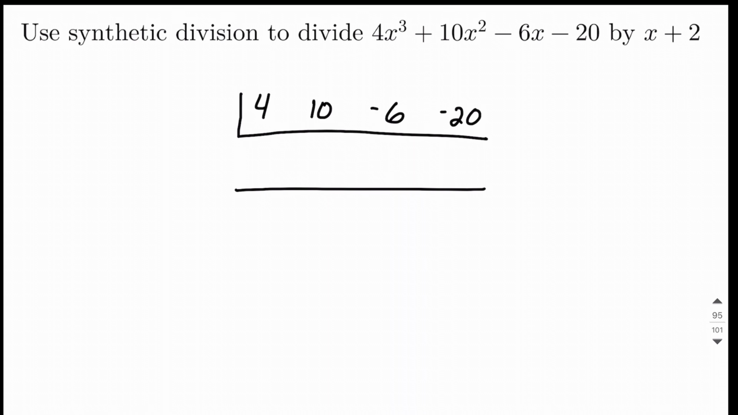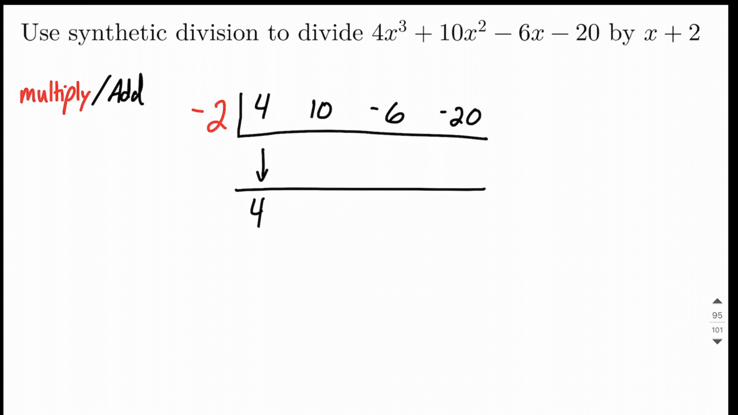Next, we want to think to ourselves, what value would we replace x with to make this equal 0? So negative 2 plus 2 is going to equal 0. So negative 2 is going to be our value that goes out in front here. For synthetic division to work, what we want to do is follow the process where we multiply and then add. So the first digit comes down, the 4 comes down, and we're going to multiply by that negative 2 out in front to get us started.